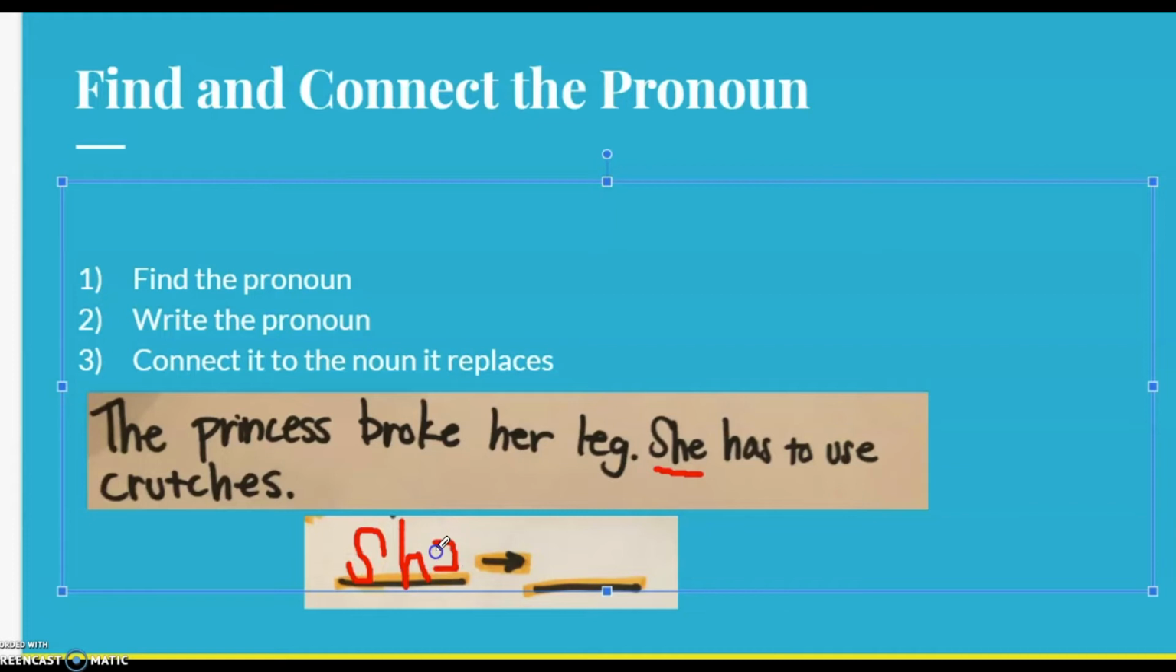Okay, now I'm thinking, what noun is she replacing? The princess broke her leg. Who is she? Oh, she is the princess. So I'm going to connect the pronoun to the noun that it is replacing. And I know your handwriting's going to be better than mine.